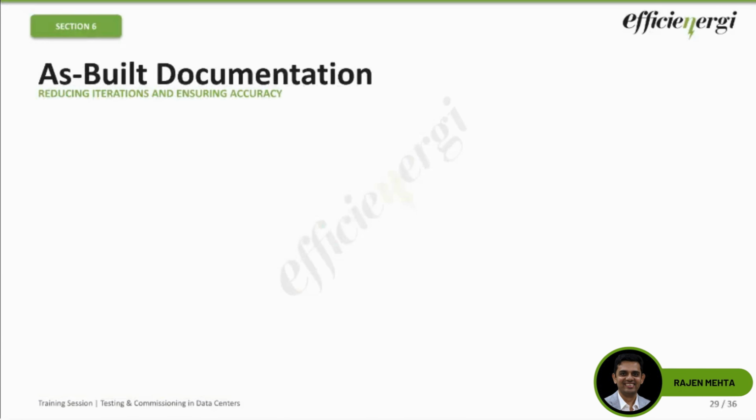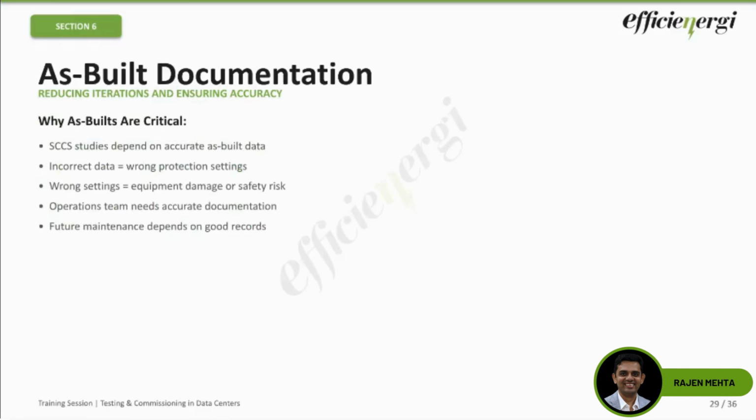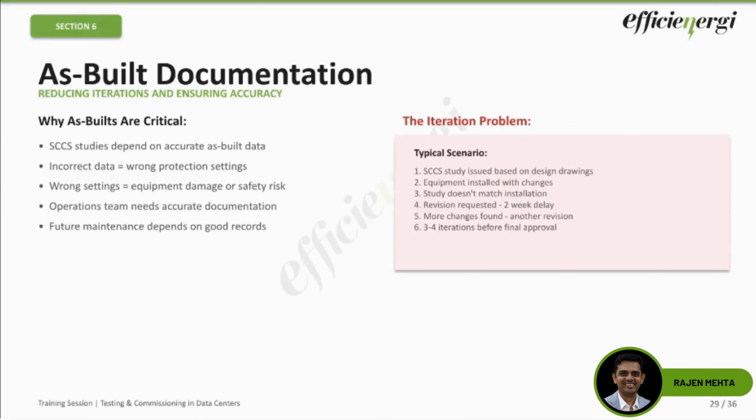So I think we are reaching the end and time is going to be short, so I'll wrap up. As-built documentation, I'm not going to do a whole lot. It's very simple. Why as-builts are critical, I think we all know. SCCS, I think that's the only point I want to stress: SCCS settings are tremendously dependent on as-built drawings, and the more iterations or changes there are in the as-built drawings, the more iterations there will be in the SCCS settings.